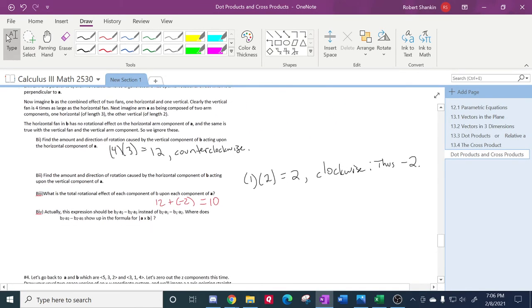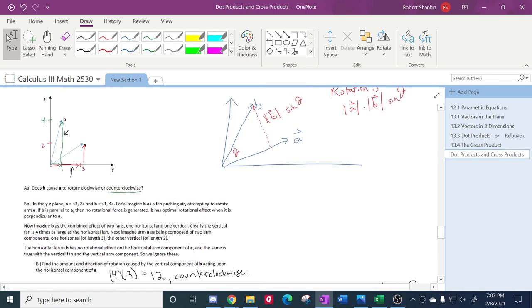And actually, this expression should be, see, if we replace this B with B1, B2, and the A vector with A1, A2. Now, when you took the vertical component of B, that's B1. No, that's B2.